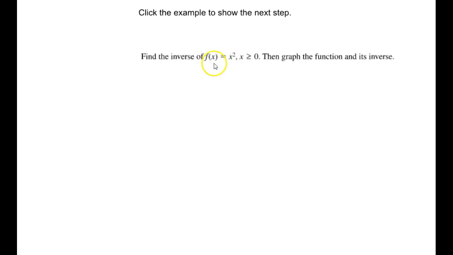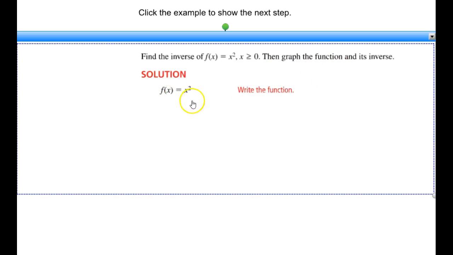So now here we're looking at a nonlinear function, right? Because I've got x squared, f of x equals x squared. But I'm looking for x is greater than 0. Then I have to graph the function and the inverse. So the first thing I want to do is I always write my function. Then I substitute my f of x with y.